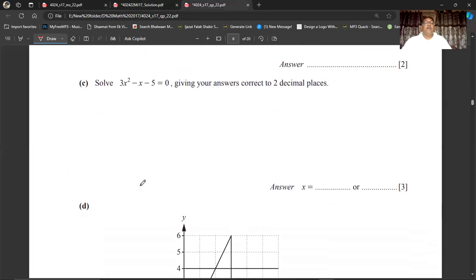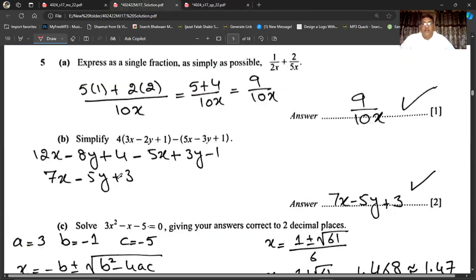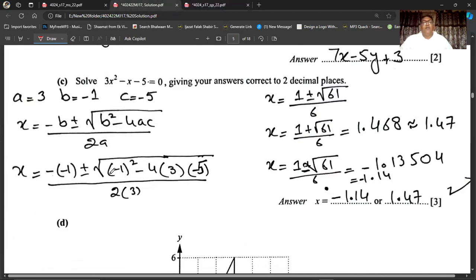Question number 5, and it's C part. He says solve. Here we have 3x squared minus x minus 5 equals to 0, giving your answer correct to 2 decimal places. So I'm going to apply the quadratic formula. Solve means to find the value of the x here. So the a value, which is the coefficient of the x squared, is 3 here.